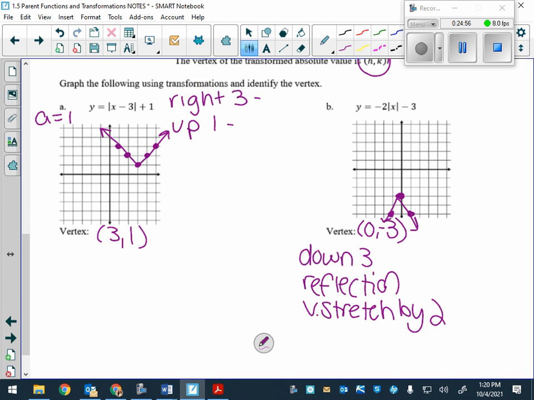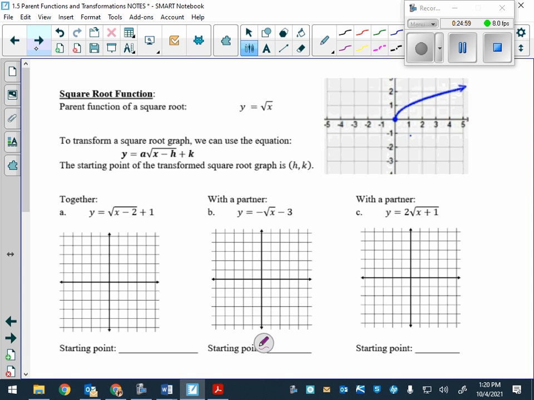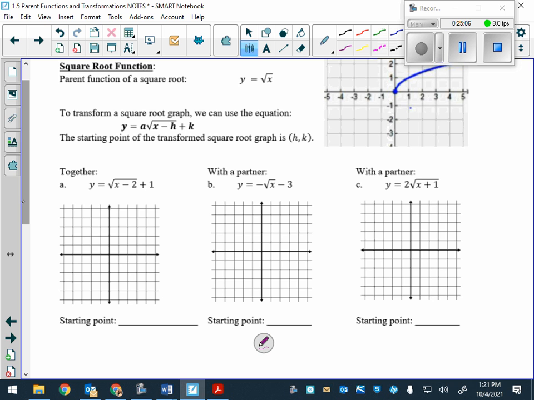Okay, and the last graph to get to is the square root. Okay? Parent function is square root of x. This one, probably 3 points to graph because you know the direction. Okay? So, HK in this case means your starting point. Okay? HK means your starting point.